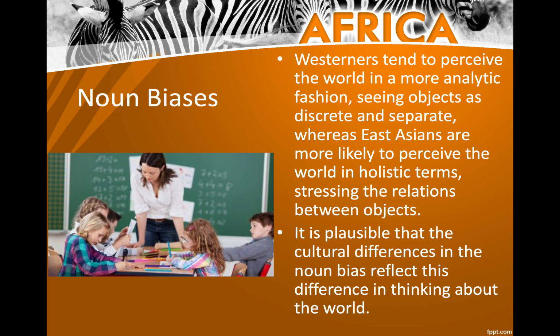Westerners tend to perceive the world in a more analytic fashion, seeing objects as discrete and separate, whereas East Asians are more likely to perceive the world in holistic terms, stressing the relations between objects. It is plausible that the cultural differences in the noun bias reflect this difference in thinking about the world.